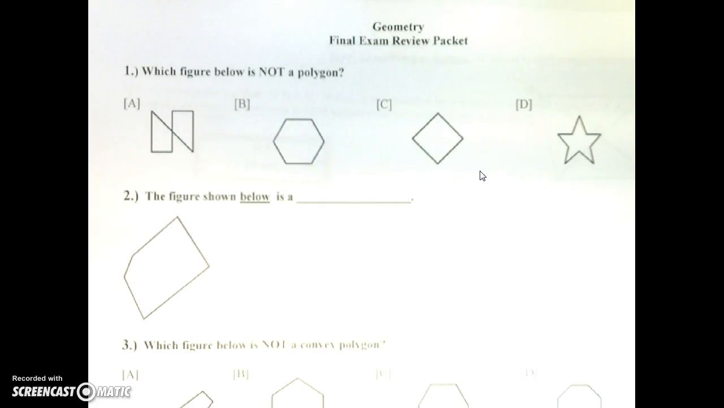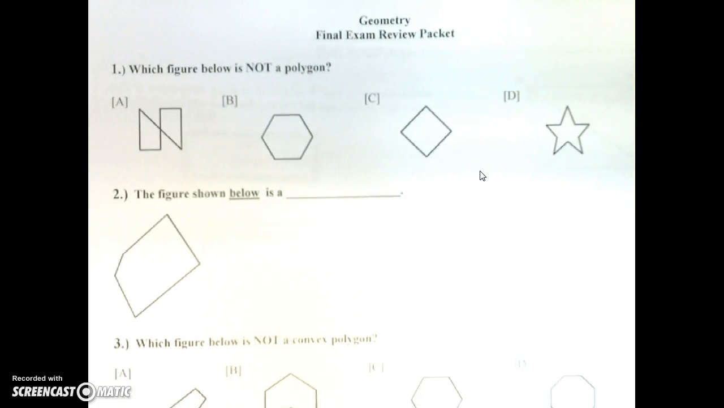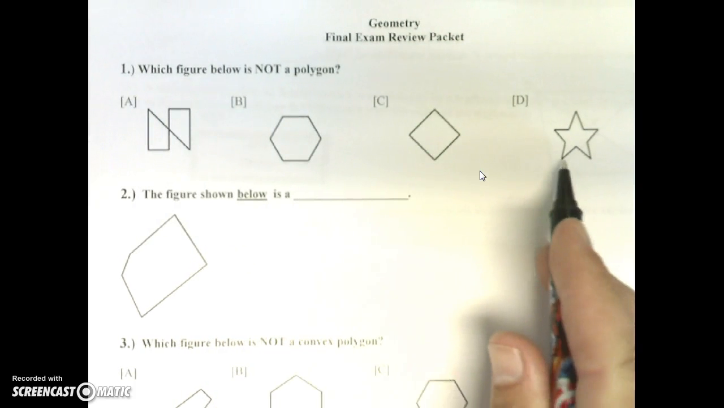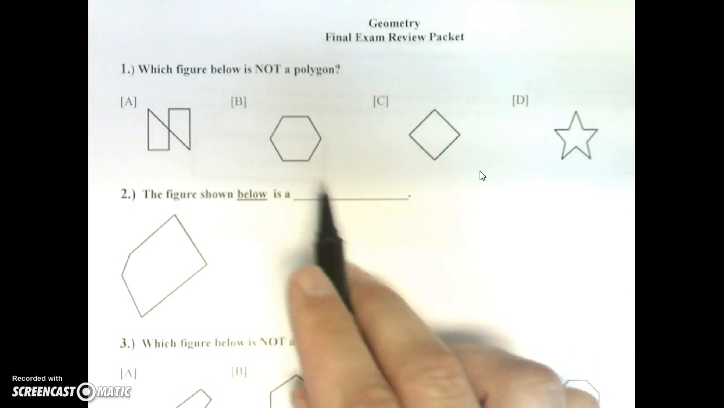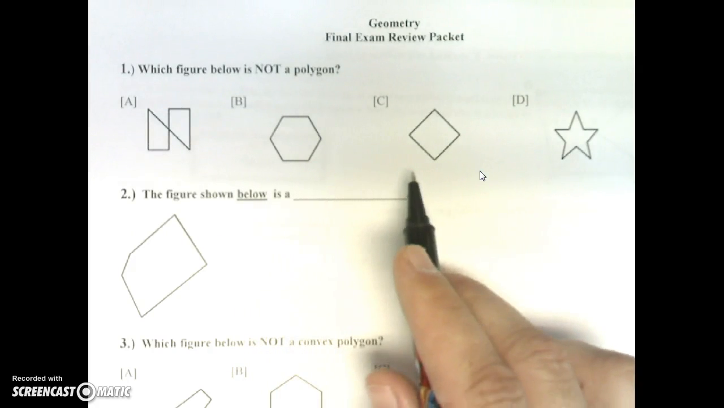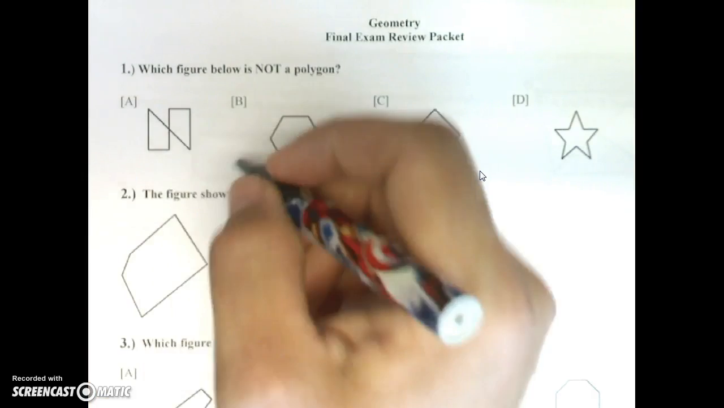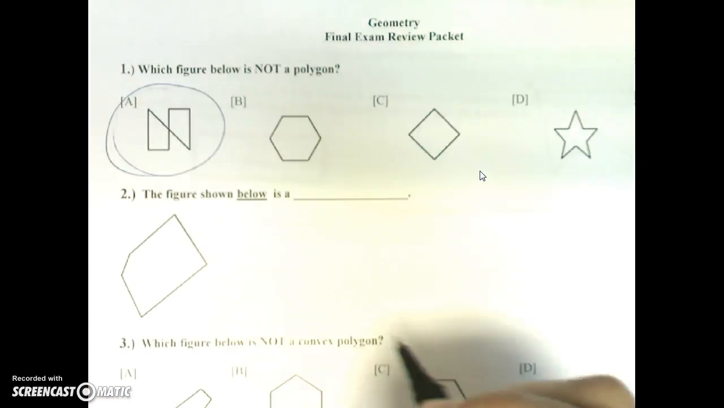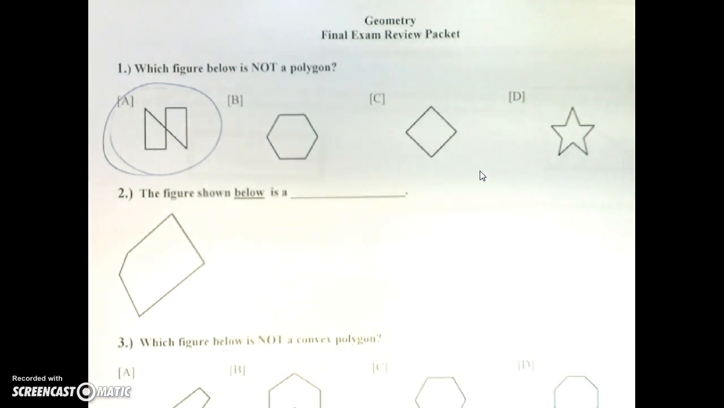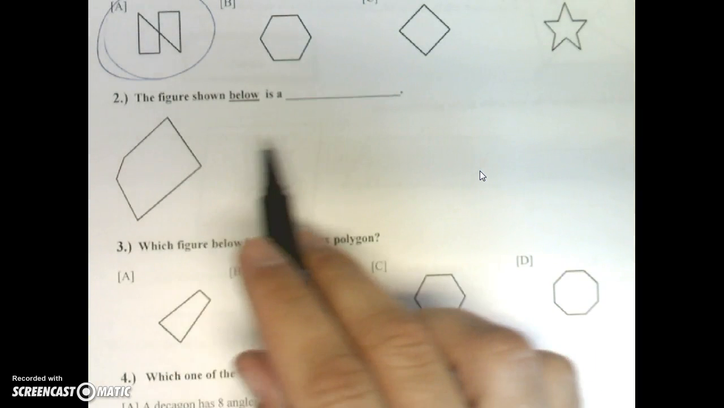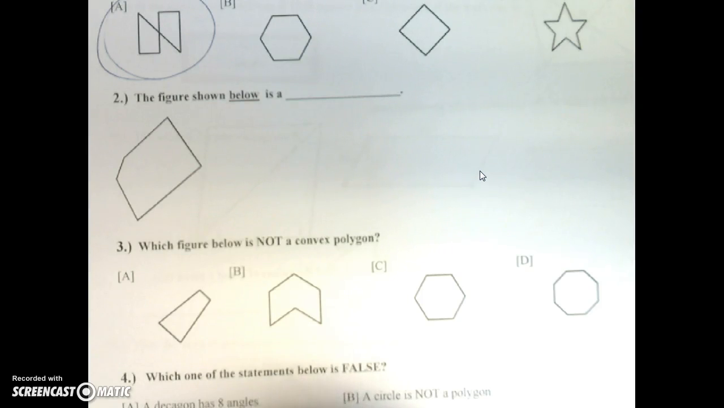Which figure below is not a polygon? A polygon needs straight sides and no curves. Okay, but it also has to be just one figure. So notice that D, C, and B are all okay. We got ourselves a hexagon, a quadrilateral, okay, so on. I think this is a decagon off the top of my head. But A is not going to be a polygon because it closes off, okay, which you can't have.